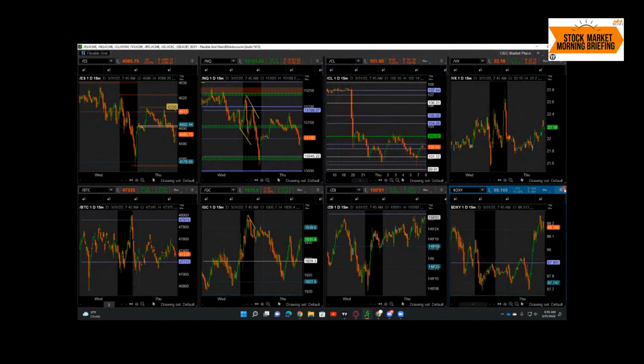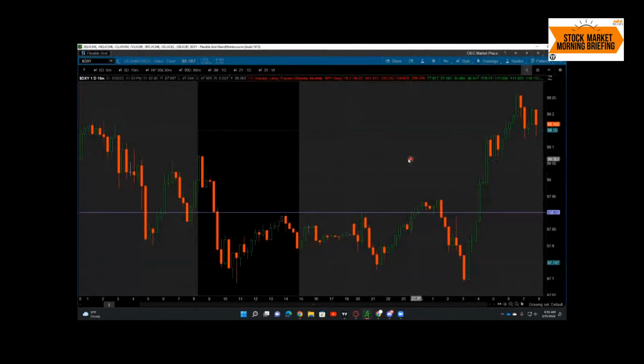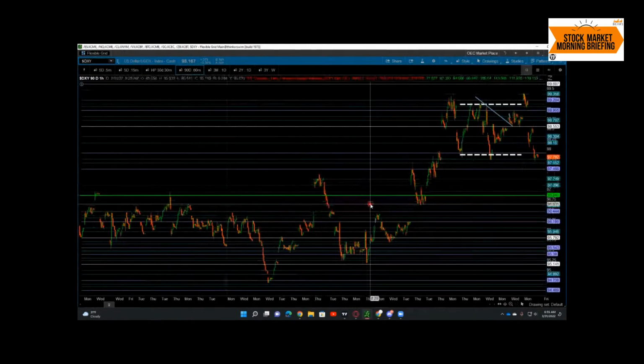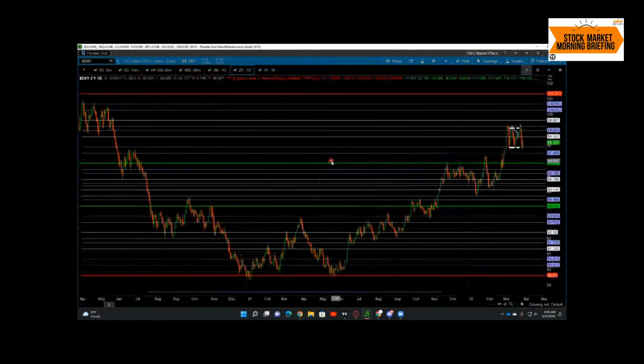All right, so the move in the dollar is really going to be something you want to keep your eye on. The dollar and the bonds have been bullying the financials around. They are the move that we want to keep track of.